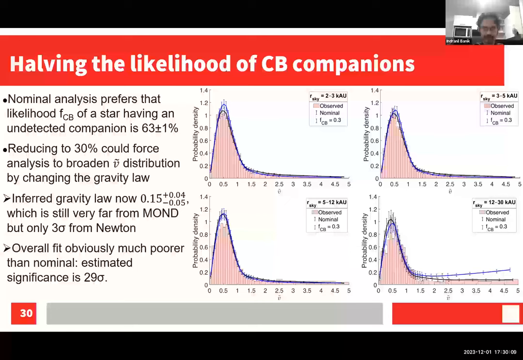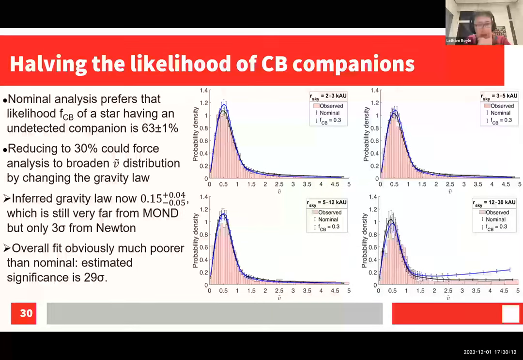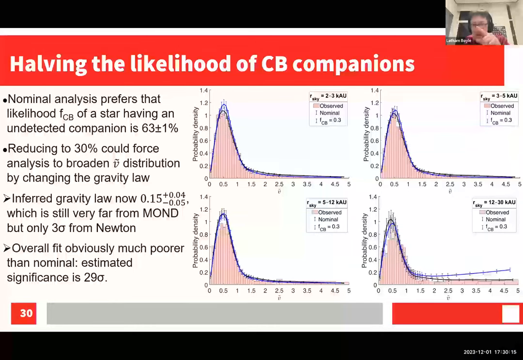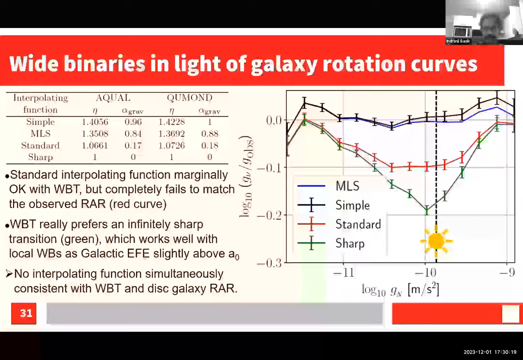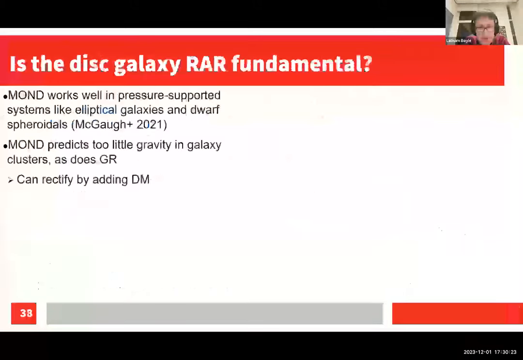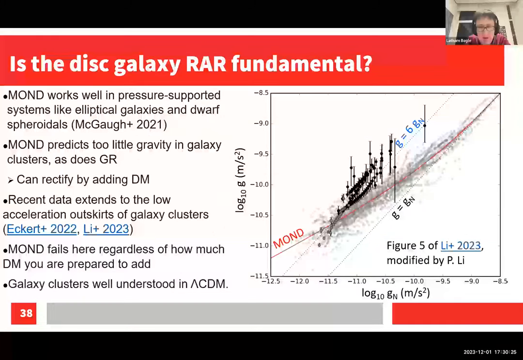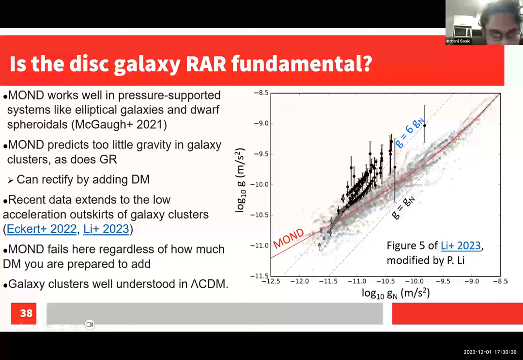Okay. I was also going to ask about the plot when you were showing the data for clusters. There were some black points and gray points, and I think I missed the distinction. What was the difference between them? So you mean these gray points with error bars?